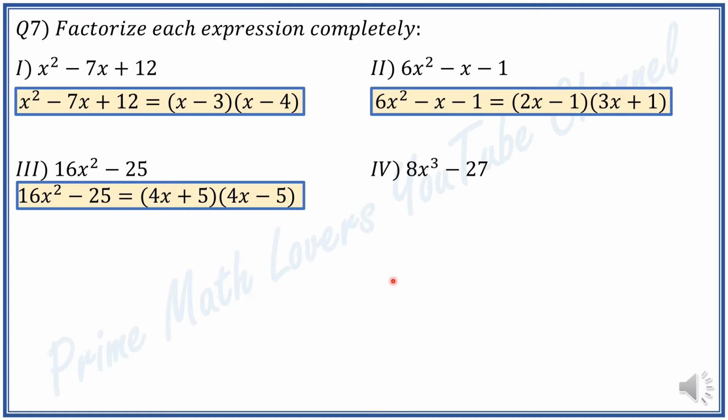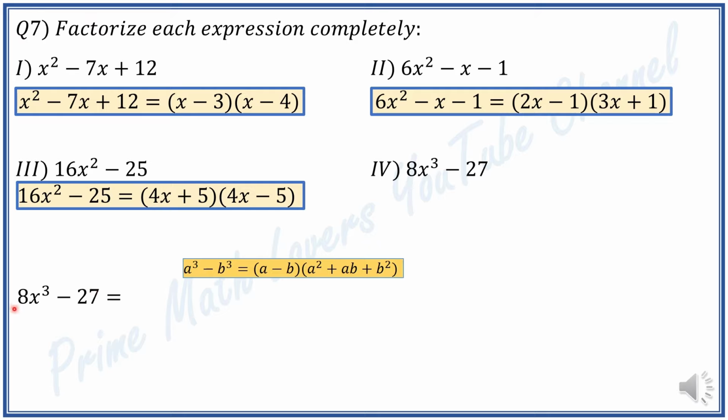Question 7, part 4. 8x cubed minus 27. For simplifying this expression, we use the difference of cubes identity, which states a cubed minus b cubed is equal to a minus b times a squared plus ab plus b squared. I have another video that proves this identity. You can find that on my channel. So we apply this on our expression.